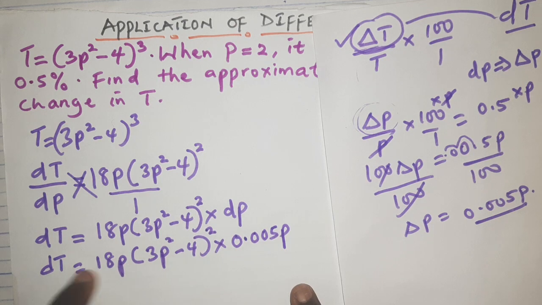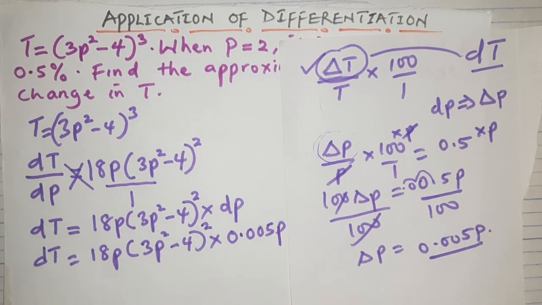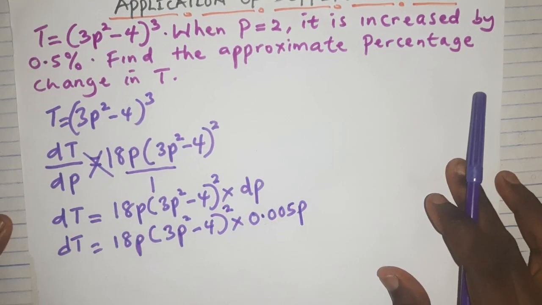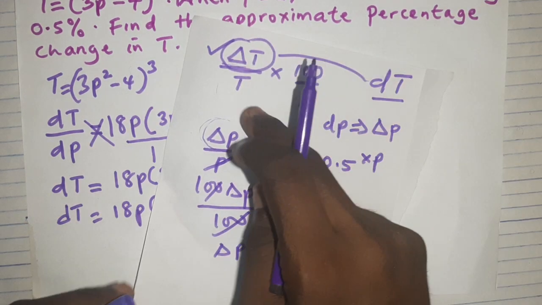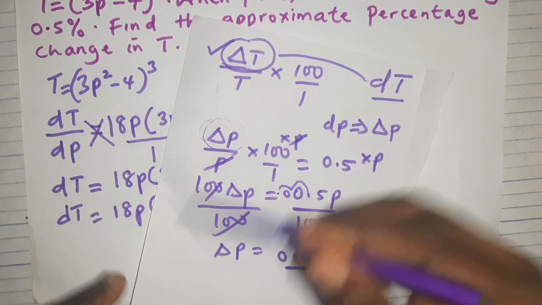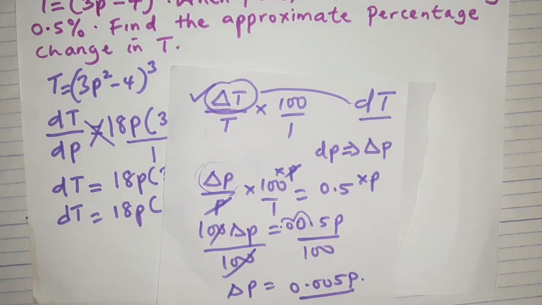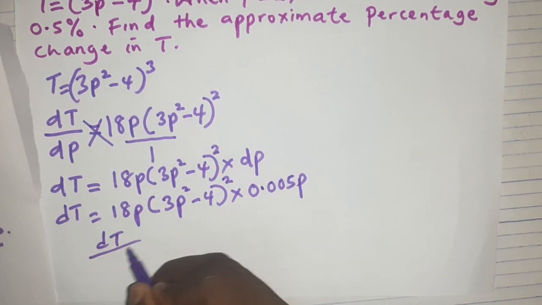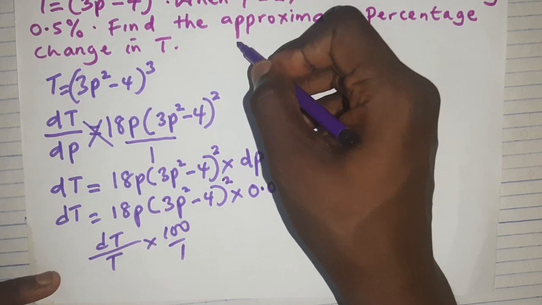I now have the value for my dt, so I can now plug in the value here. So let me now write out the equation, and then I plug in the value. So I'll have it this way. And now, this is what they want us to find. I said it from the beginning that this is exactly what they want us to do. Approximate percentage change in t. So let me just do that quickly. So dt over t times 100 over 1 is what they want us to do.